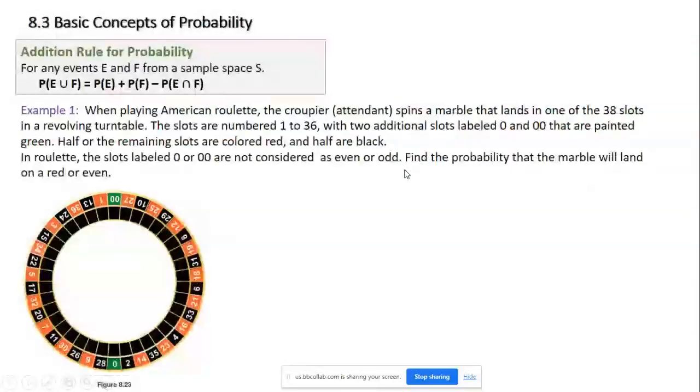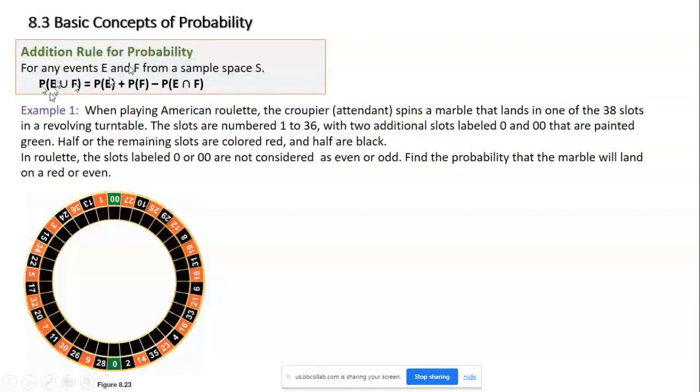All right, so let's look at some basic concepts of probability. This is from section 8.3. Let's look first at the addition rule for probability. If we have events E and F from a sample space, again, this should be review, okay? So we have the probability of an event with a union of E and F. We want E and F.